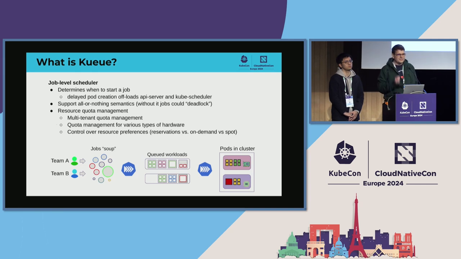And of course, with Q, we support quota management. So we support quota management both at the team level that lets you specify the quotas per team because maybe they have different priorities. We also support specifying quota for different resource types, like different models of GPUs. And we also give you control over preferences for different machines, like how they are provisioned. Is it on demand or reservation that you have some discounts on? Because maybe there are different prices depending on how the nodes come to be.